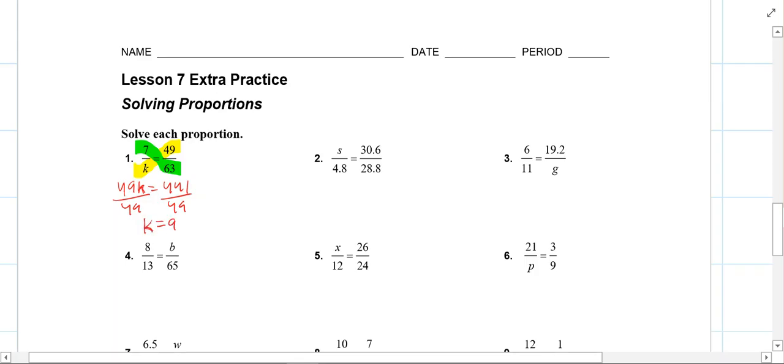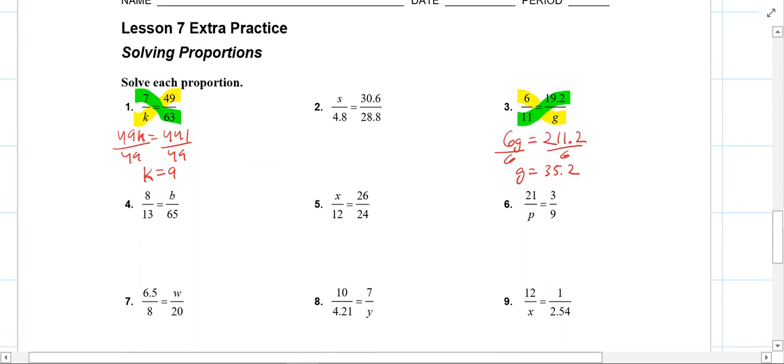Now, it's not the K factor, it's just variable K. Next one. 6 times G is equal to 11 times 19.2. So 6 times G is 6G, and 11 times 19.2 on my calculator is 211 and 2/10. I divide both sides by 6. I get G is equal to 35.2. Now, when you're entering these on your forms, you only put the numbers.